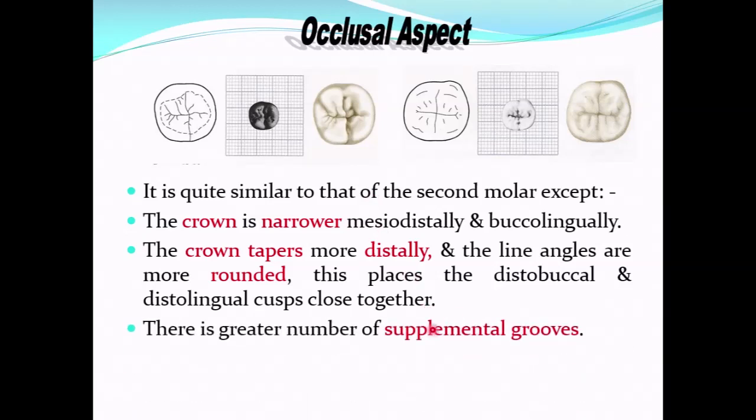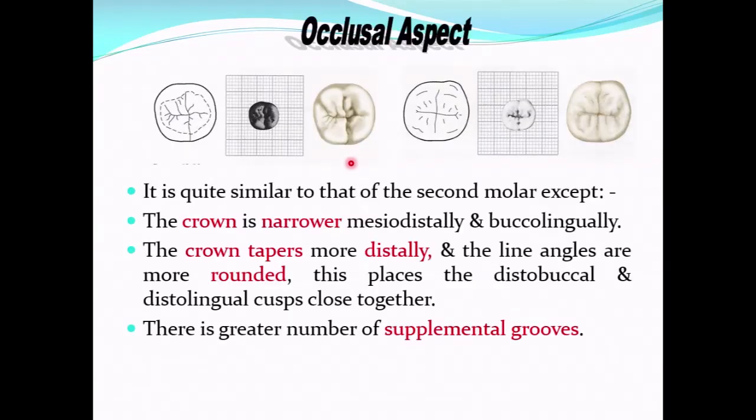There is a greater number of supplemental grooves. We mentioned this: the more we go distally, the more supplemental grooves and accidental grooves there are. The crown tapers more distally, and the line angles are more rounded.